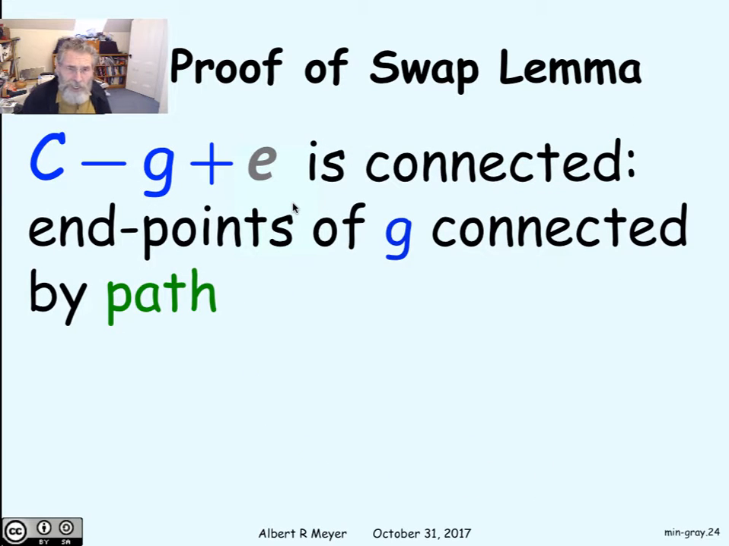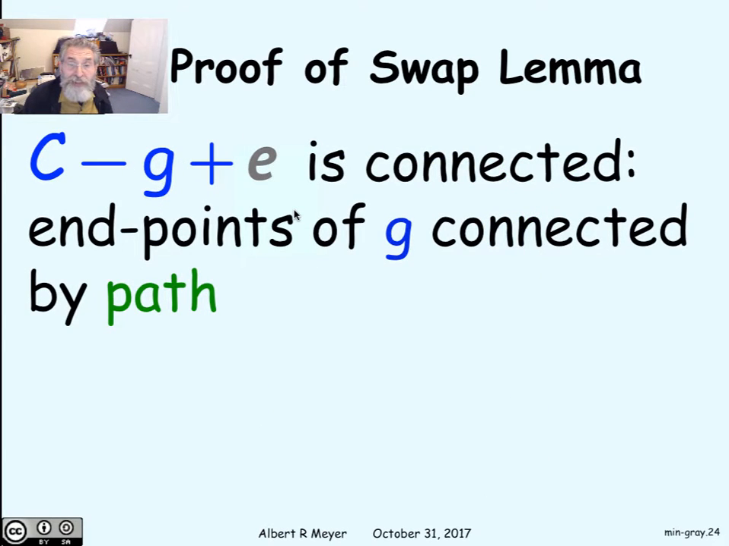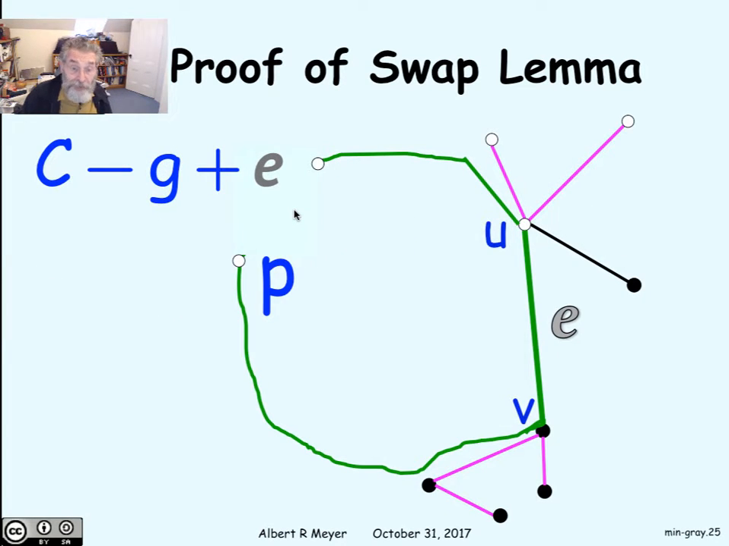And I want to argue that C minus G plus E is still connected. Okay, well, what can go wrong? The only problem that I could have in this new graph when I've taken away G is that paths that went through G might get broken. And they can get broken if there isn't any way to get between the endpoints of G. But look at this. You can see that those are still connected. So the endpoints of G will be connected by a path that is this, now I've turned it green, which are the pieces of the path in C that went from U to V.